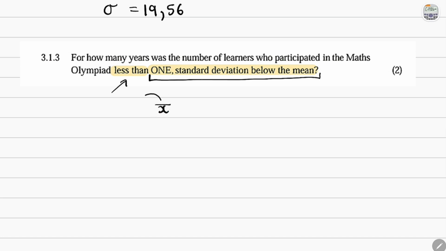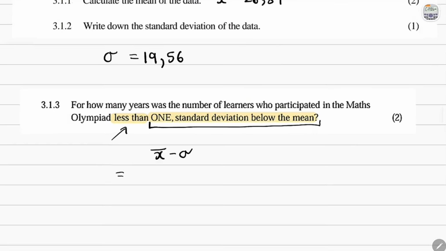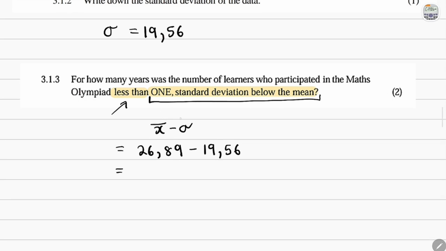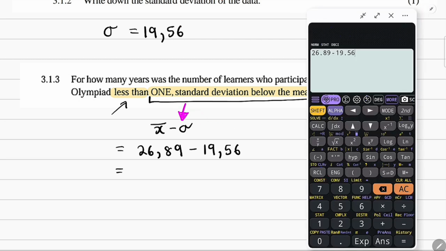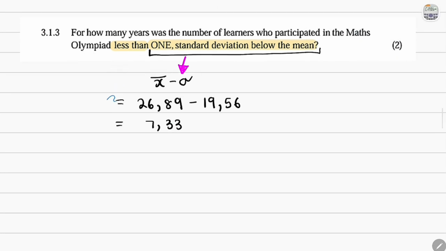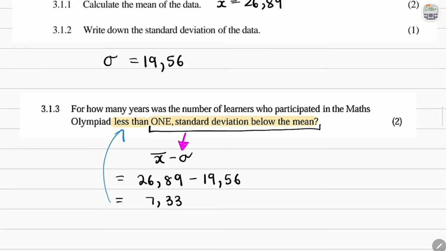So if we're at the mean, we go a standard deviation less than the mean, meaning you're just going to say mean minus standard deviation. Okay, so we know that our mean is 26.89, then minus the standard deviation, which is 19.56. And let's get that answer first. So this is one standard deviation below the mean. Okay, and you can still do normal calculations here. So press SD, and we can see this is 7.33. So we are looking for values that are less than 7.33.